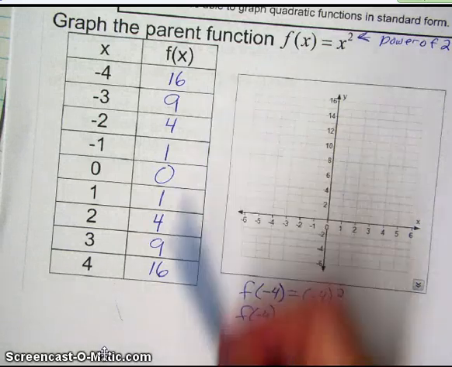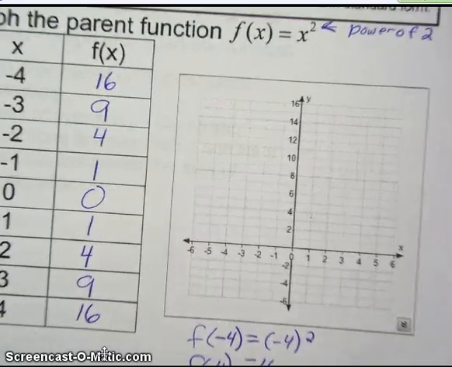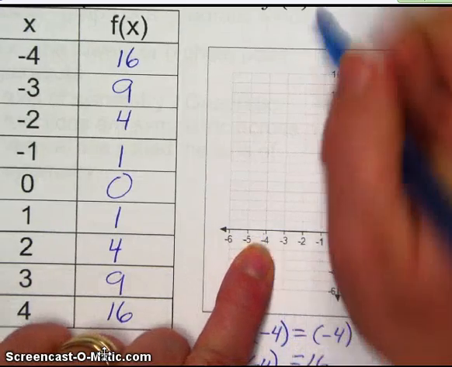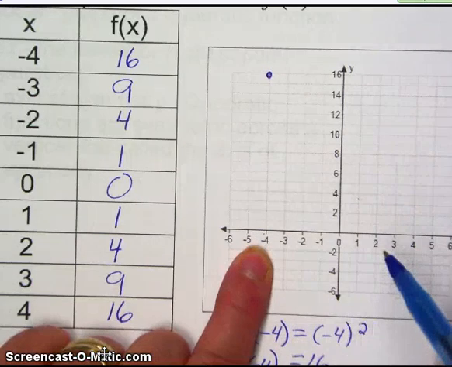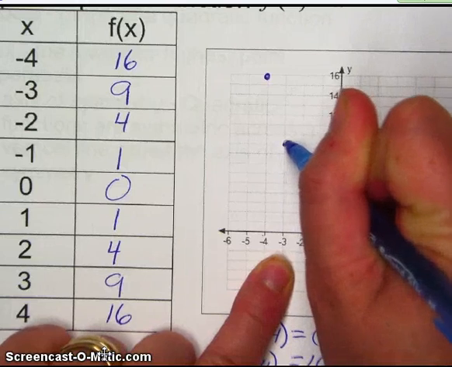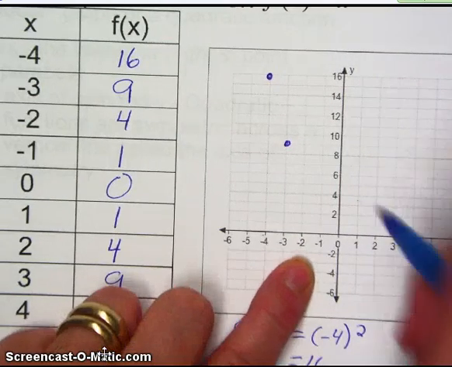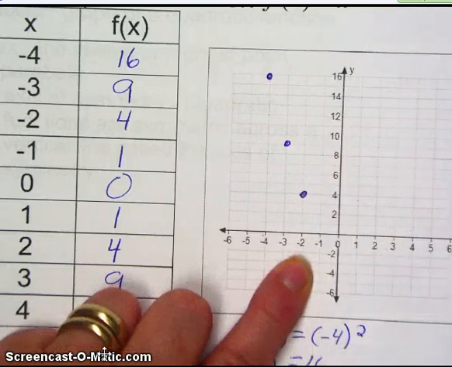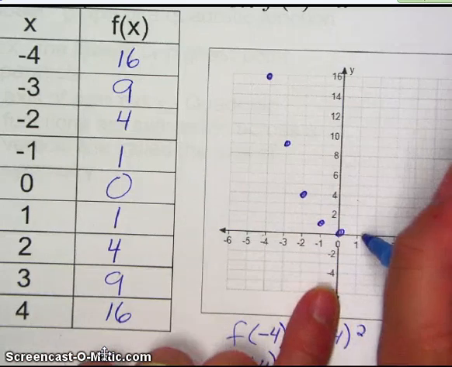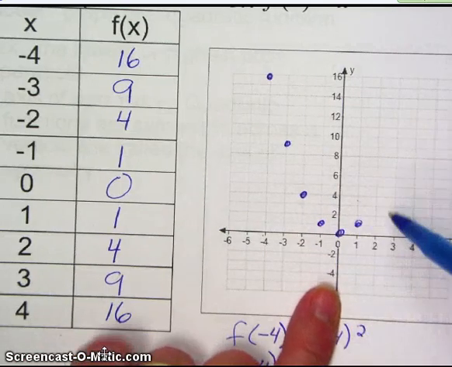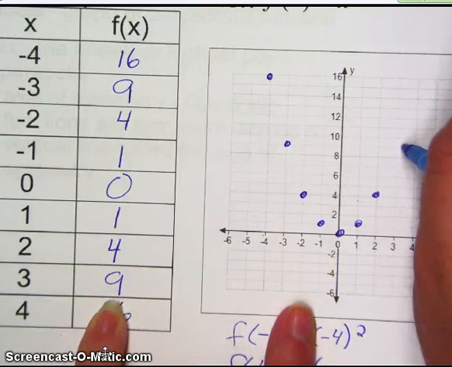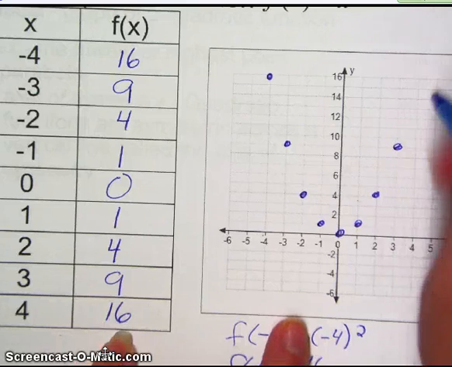4 to the power of 2 is 16. And then we're going to graph all of those points. All right, so -4, 16. -3, 9. 9 is between 8 and 10. -2, 4. -1, 1. 0, 0. 1, 1. 2, 4. 3, 9. 4, 16.